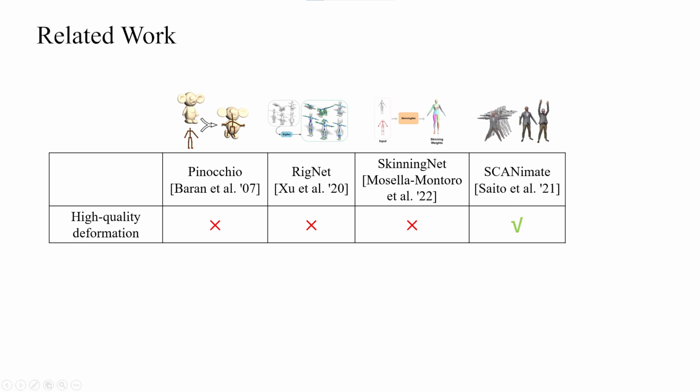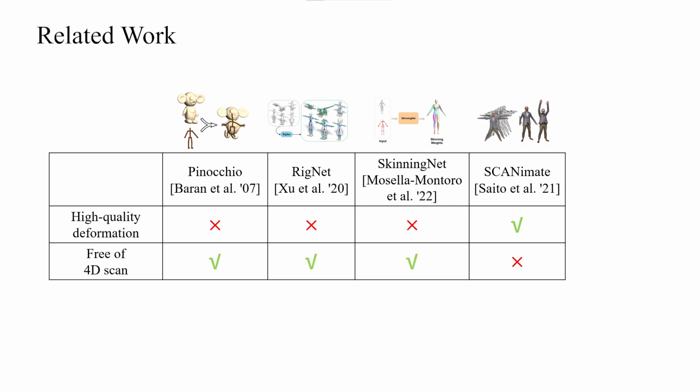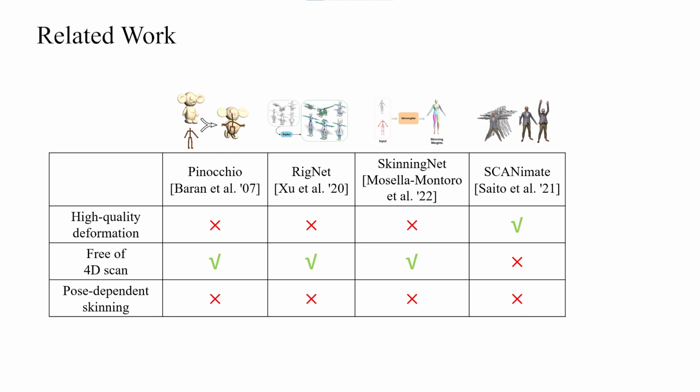Recently, neural SDF-based methods model pose-dependent effects as dense deformation fields. However, most of these methods require a temporal set of 3D scans of the subject, which could be hard to acquire. In addition, all these works assume the skinning weights are fixed. Thus, learning pose-dependent skinning weights remains an unsolved problem, especially when only multi-view imagery is given.